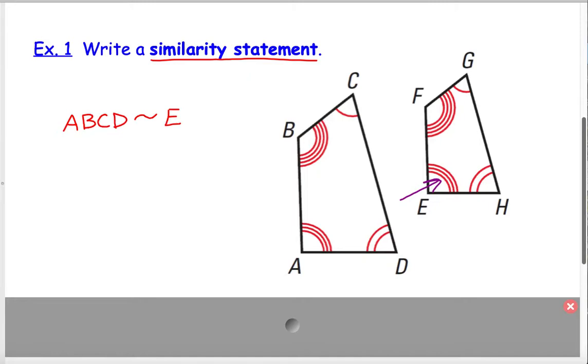And then B matches up with F. C matches up with G. And D matches up with H. So that's one possible answer for a similarity statement.